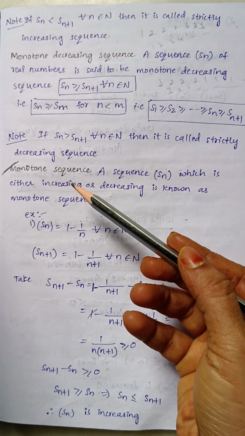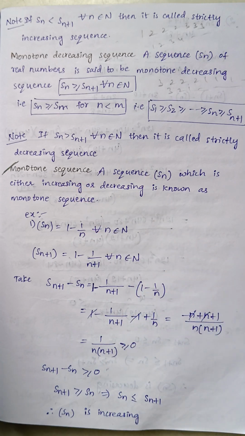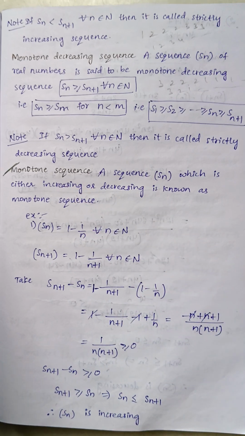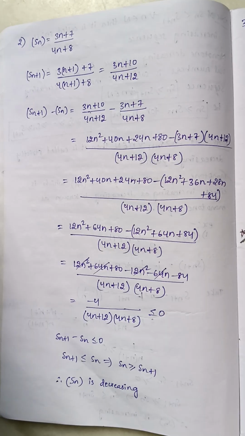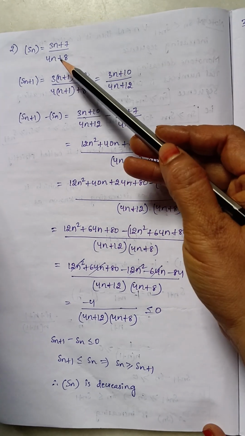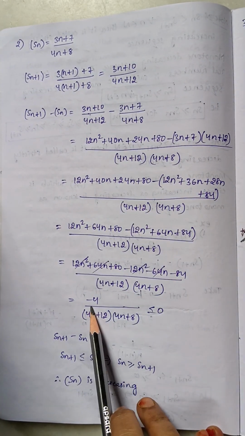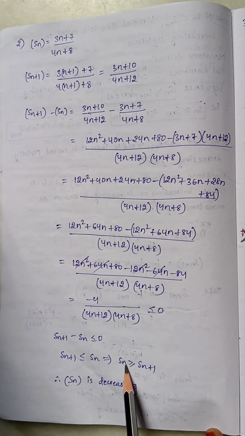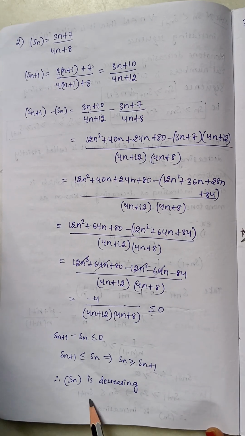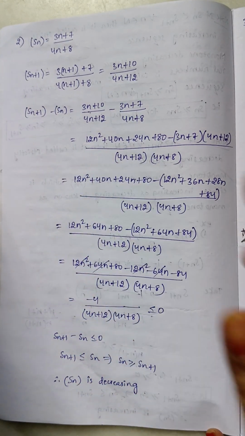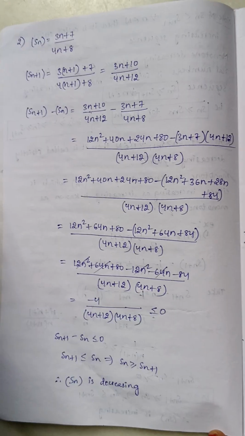That means monotone means either increasing or decreasing. See here also, by taking Sn plus 1 minus Sn, after simplification we are getting a negative number, that's why Sn is greater than or equals to Sn plus 1. So it is decreasing, which means it is a monotone sequence, a monotonically decreasing sequence.